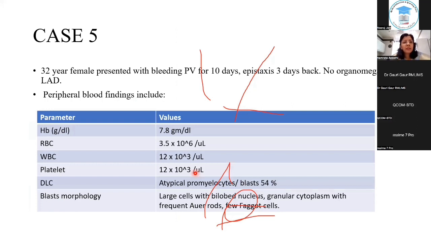Now case number 5, this is a 32-year-old female presented with bleeding PV for 10 days, epistaxis 3 days back, no organomegaly or lymphadenopathy. The peripheral blood findings include a hemoglobin of 7.8, WBC of 12,000, platelets of 12,000, DLC showing atypical promyelocytes or blasts about 54%, and there were large cells with bilobed nucleus, granular cytoplasm with frequent Auer rods and a few faggot cells. So morphology itself is highly suggestive.